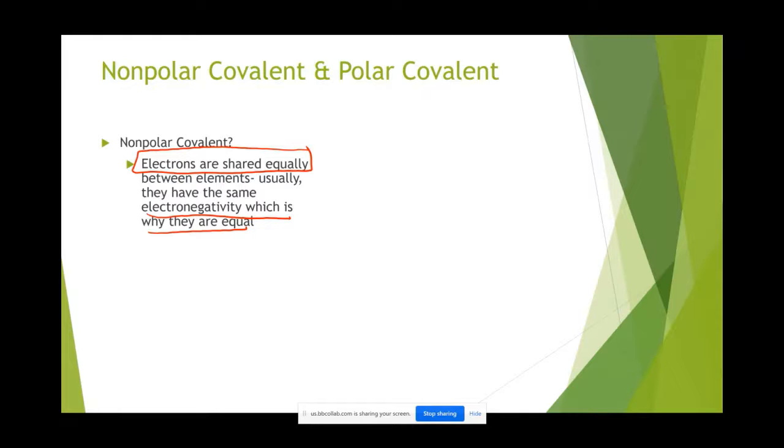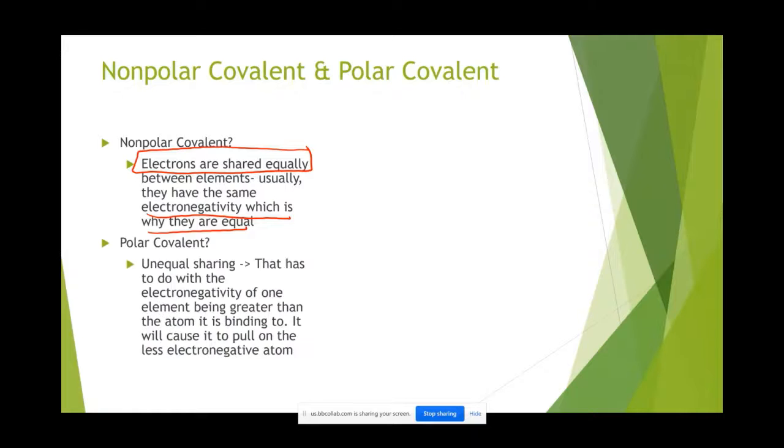Yeah, I get it now. So it feels like with oxygen and hydrogen, it's polar because something's being pulled and the electrons are not being shared equally. Yes, you got it. Polar covalent is unequal sharing. That's exactly what it is. It's saying that something is more electronegative than another.